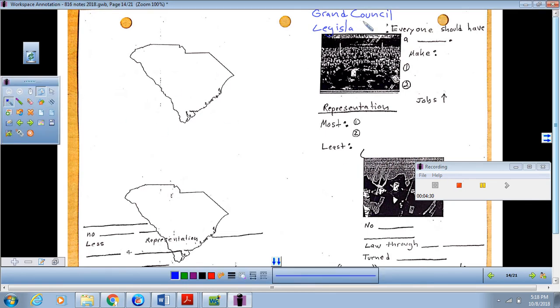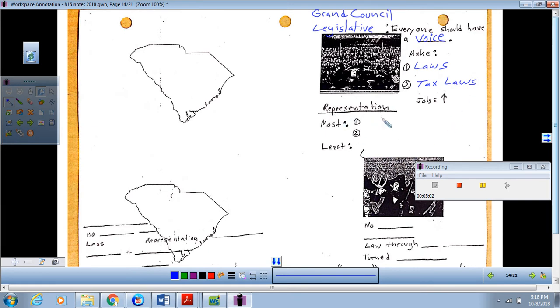Well, the Grand Council, although it was primarily made up of the elite and representatives of the proprietors, they believed everyone should have a voice in the government. And this results in the founding of the House of Commons in the Grand Council. Now, the Grand Council's purpose was to make laws and to make tax laws, as well as other laws.